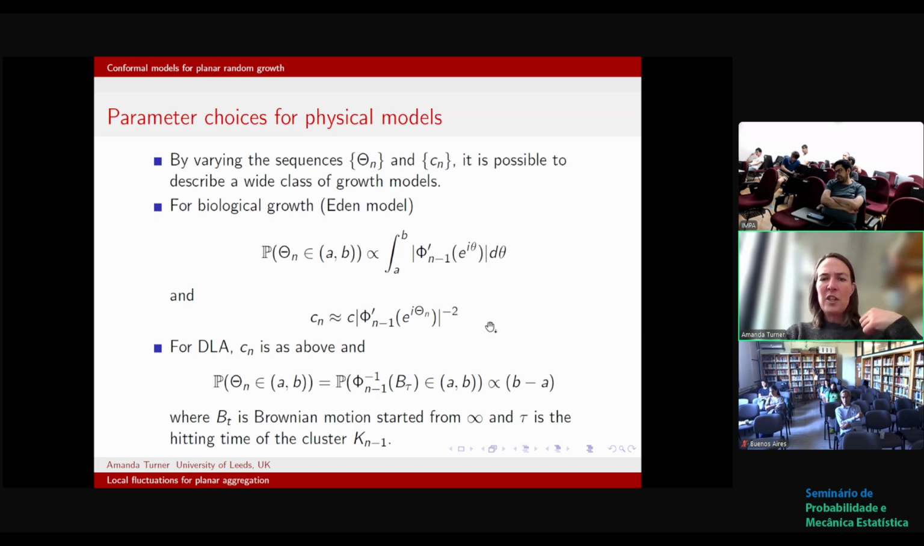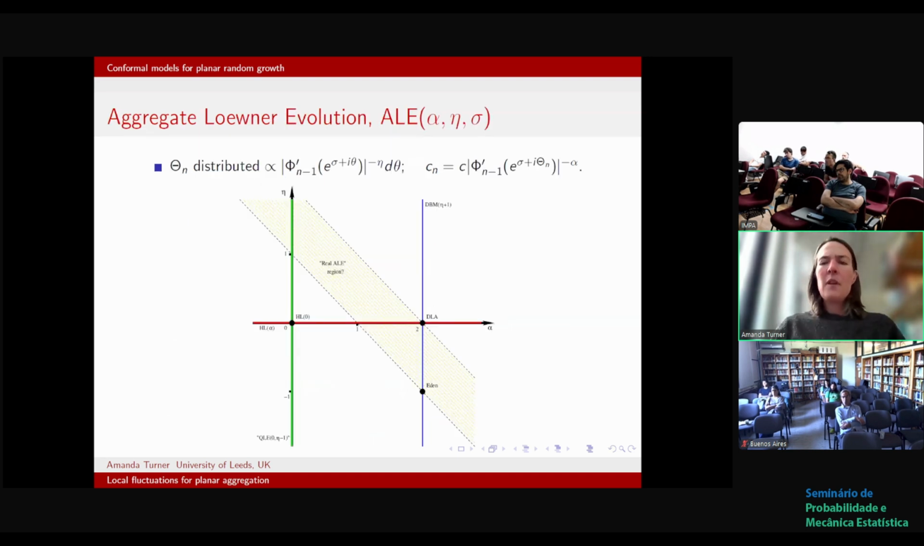And so that gives us a way of interpolating between these two: we can introduce a parameter corresponding to a power on the derivative. And as that parameter moves between 0 and 1, we interpolate between the Eden model and DLA. And so that motivates a wider class of models, which I call aggregate Loewner evolution. And so what is the aggregate Loewner evolution model? Well, it's a 3-parameter model, with parameters alpha, eta, and sigma.